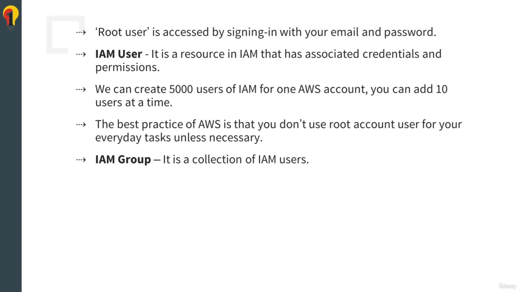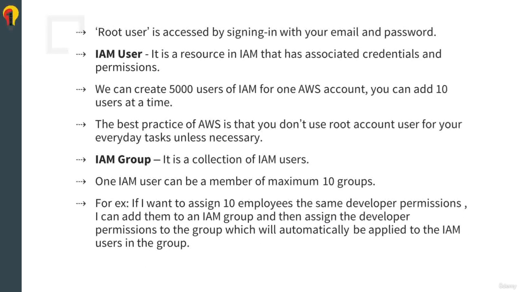IAM group. It is a collection of IAM users. One IAM user can be a member of a maximum of 10 groups. For example, if I want to assign 10 employees the same developer permissions, I can add them to an IAM group and then assign the developer permissions to the group, which will automatically be applied to the IAM users in the group. In one AWS account, 300 groups can be made.